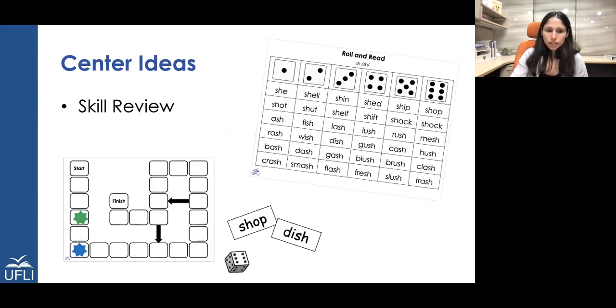On the hub, we also have roll and read templates that allow you to target specific skills, like you see here with SH, where the student rolls the die, and then they read a word based on that number. These can be placed in plastic sleeves for students to cross out with a marker and be reused rather than having to print for every group that goes to that center.